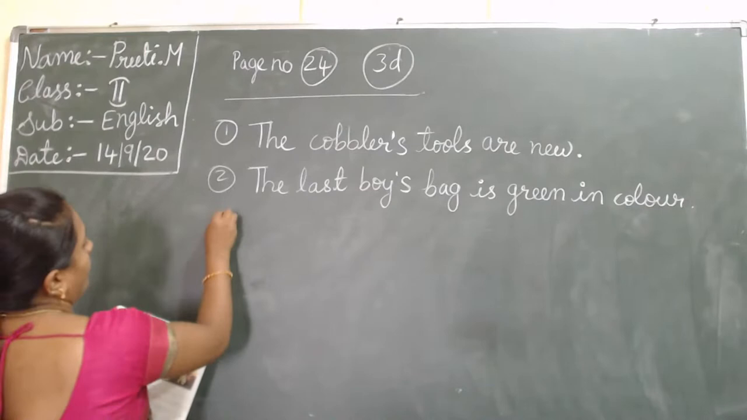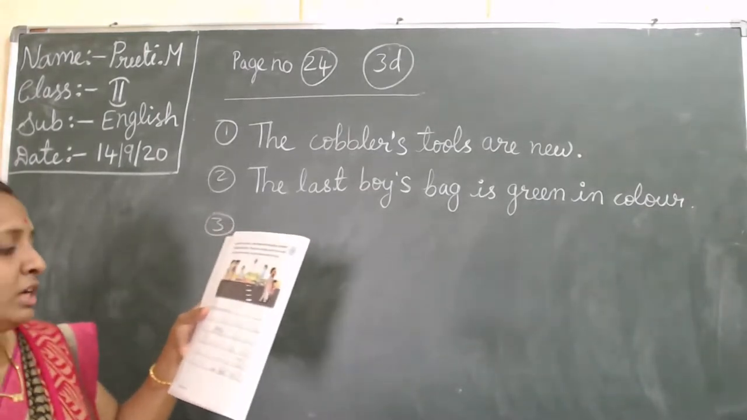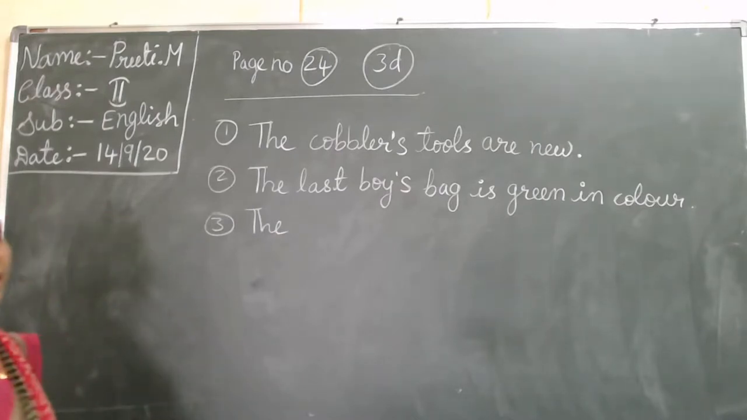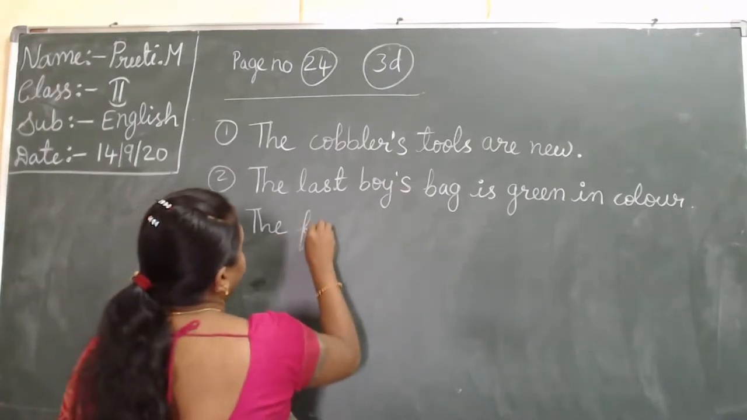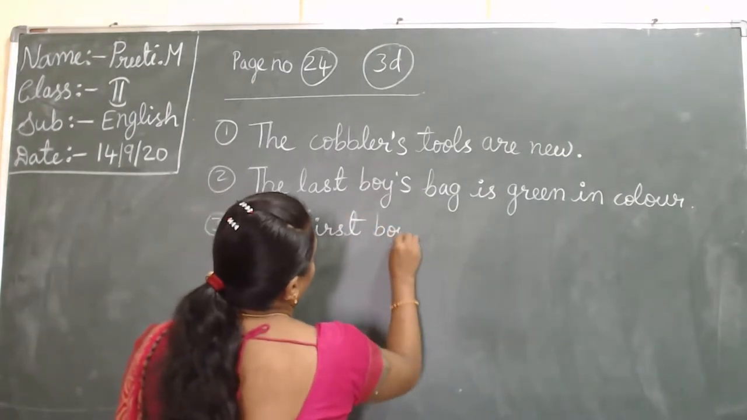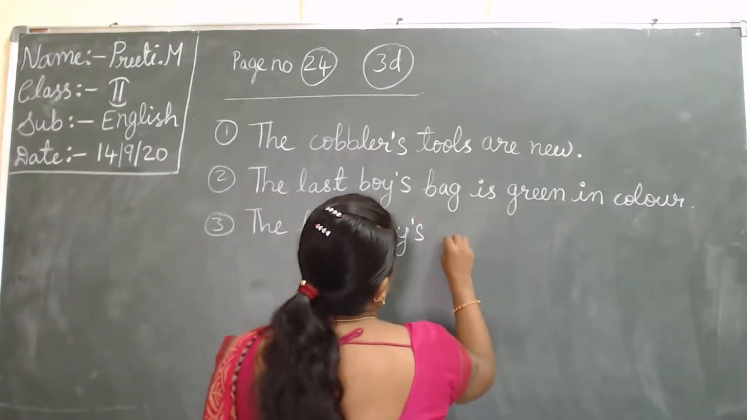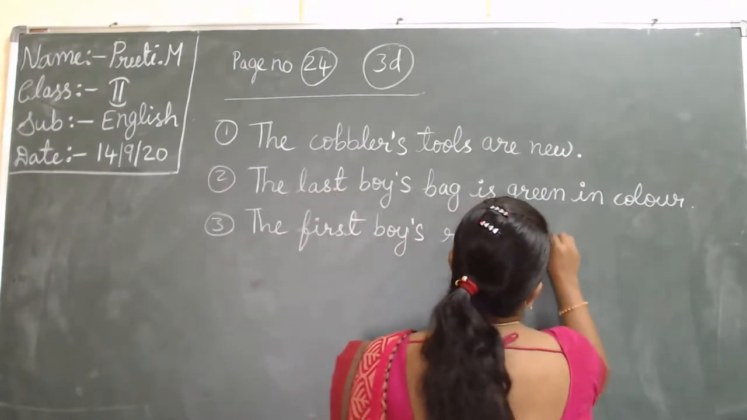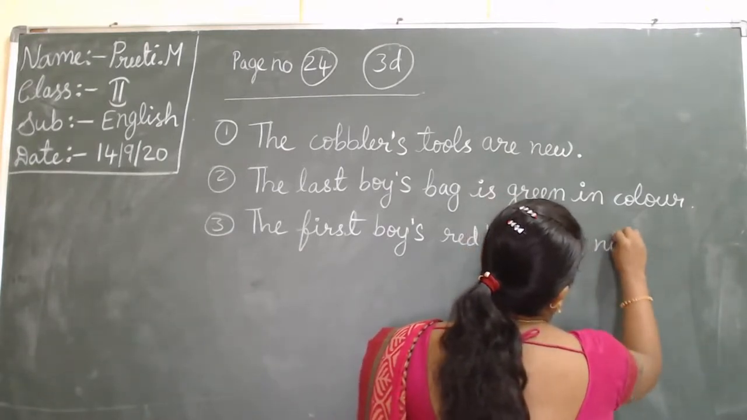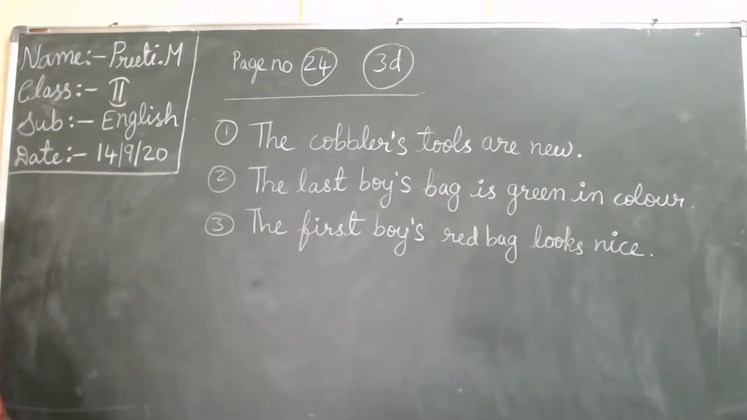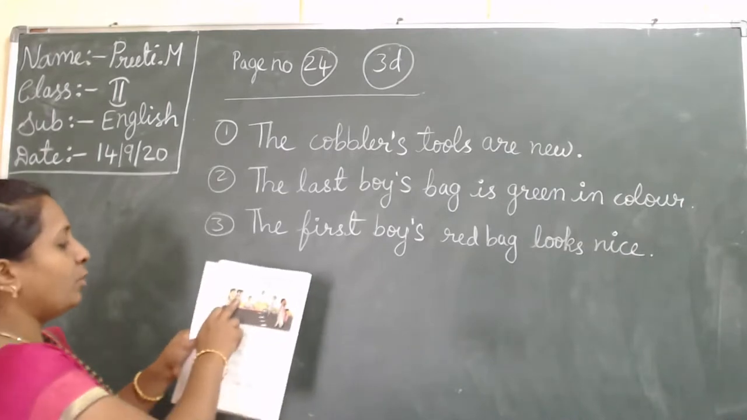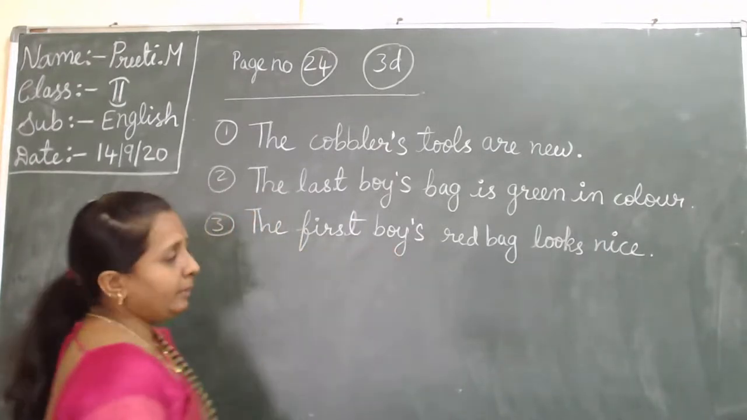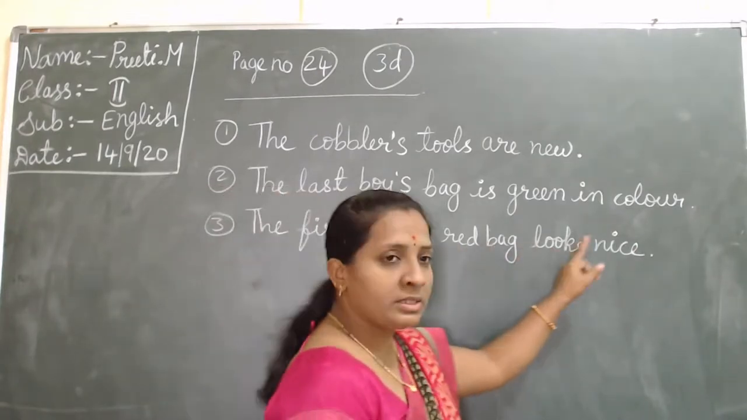Okay, now what can you see, children? What does the first boy's bag look like? Yes, the first boy is having which color of bag? Red color. Now you can write: the first boy's red bag looks nice. Which color does the first boy have? The first boy's red bag, because the first boy is having a red color bag. That's why the red bag belongs to whom? The first boy.